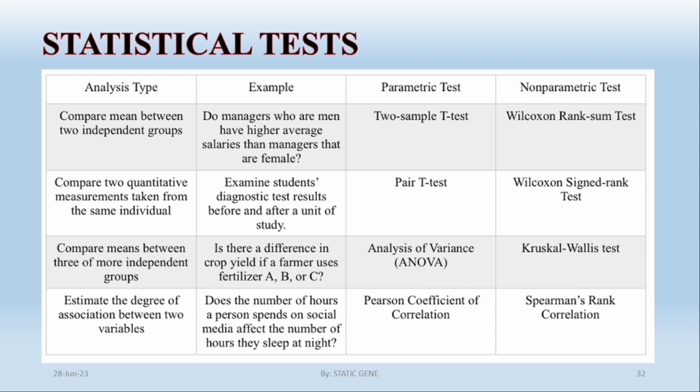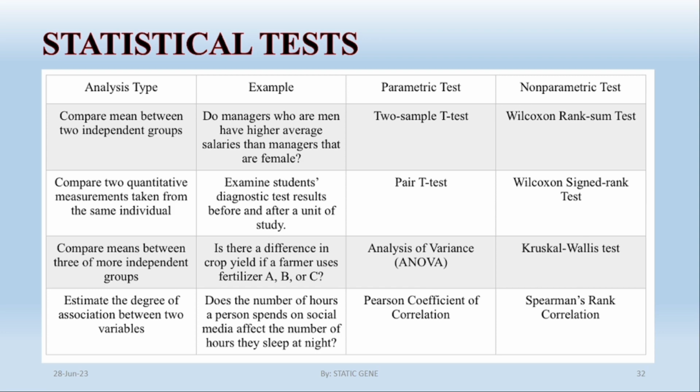Now, next scenario, when you want to compare 2 quantitative measurements taken from the same individual, same person. For example, you want to examine students' diagnostic test results before and after a study. If the dataset is parametric, normal distributions, all those other assumptions we talked about have been met, then you'd do a paired t-test. But if some of those assumptions for parametrics have not been met, then you are going to do a Wilcoxon signed rank test.